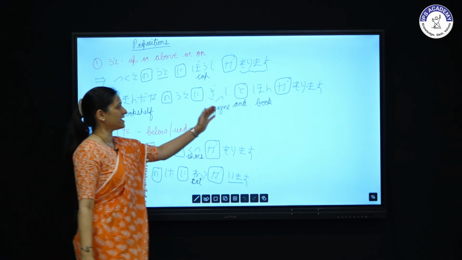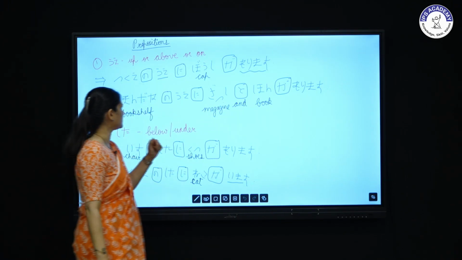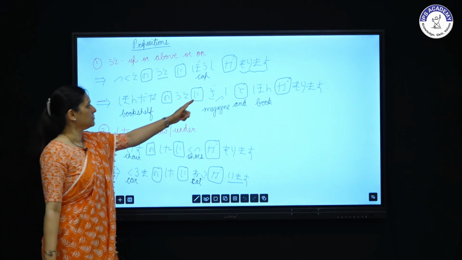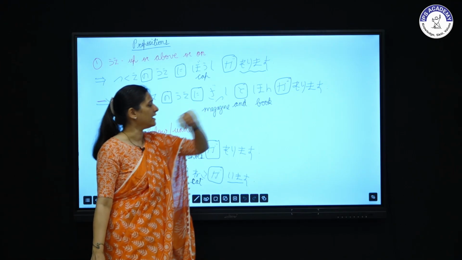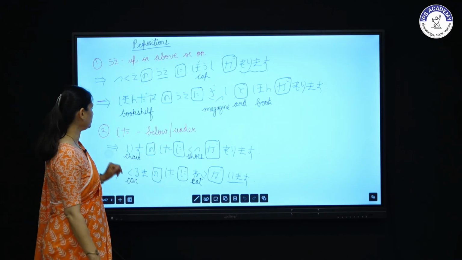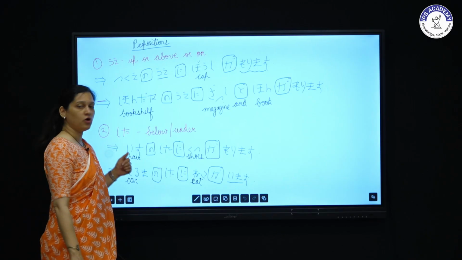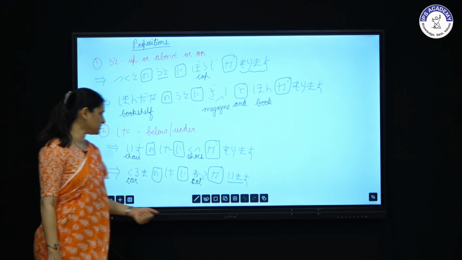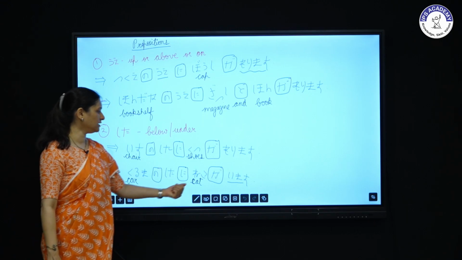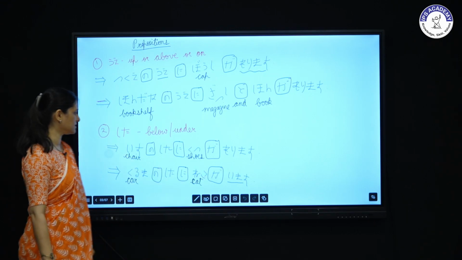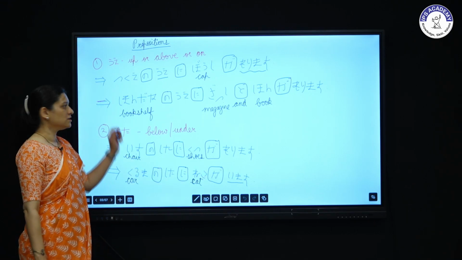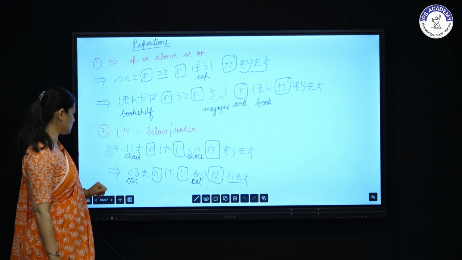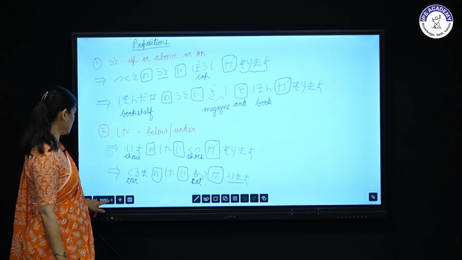Hondana no ue ni zasshi to hon ga arimasu. Bookshelf ke upar magazine and book hai. Okay. Shita means below or under. Isu no shita ni kutsu ga arimasu. Kuruma no shita ni neko ga imasu. Is it clear? So, the first 2 prepositions were ue and shita.